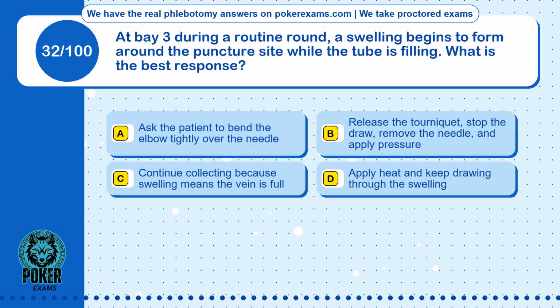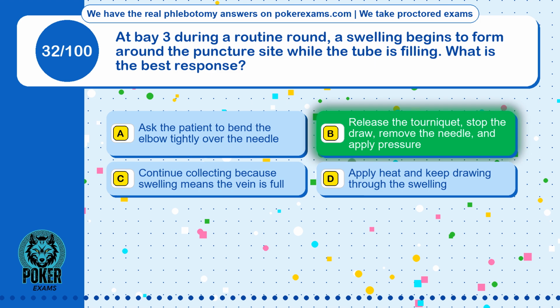Question 32. At Bay 3 during a routine round, a swelling begins to form around the puncture site while the tube is filling. What is the best response? Option A. Ask the patient to bend the elbow tightly over the needle. Option B. Release the tourniquet, stop the draw, remove the needle, and apply pressure. Option C. Continue collecting because swelling means the vein is full. Option D. Apply heat and keep drawing through the swelling.